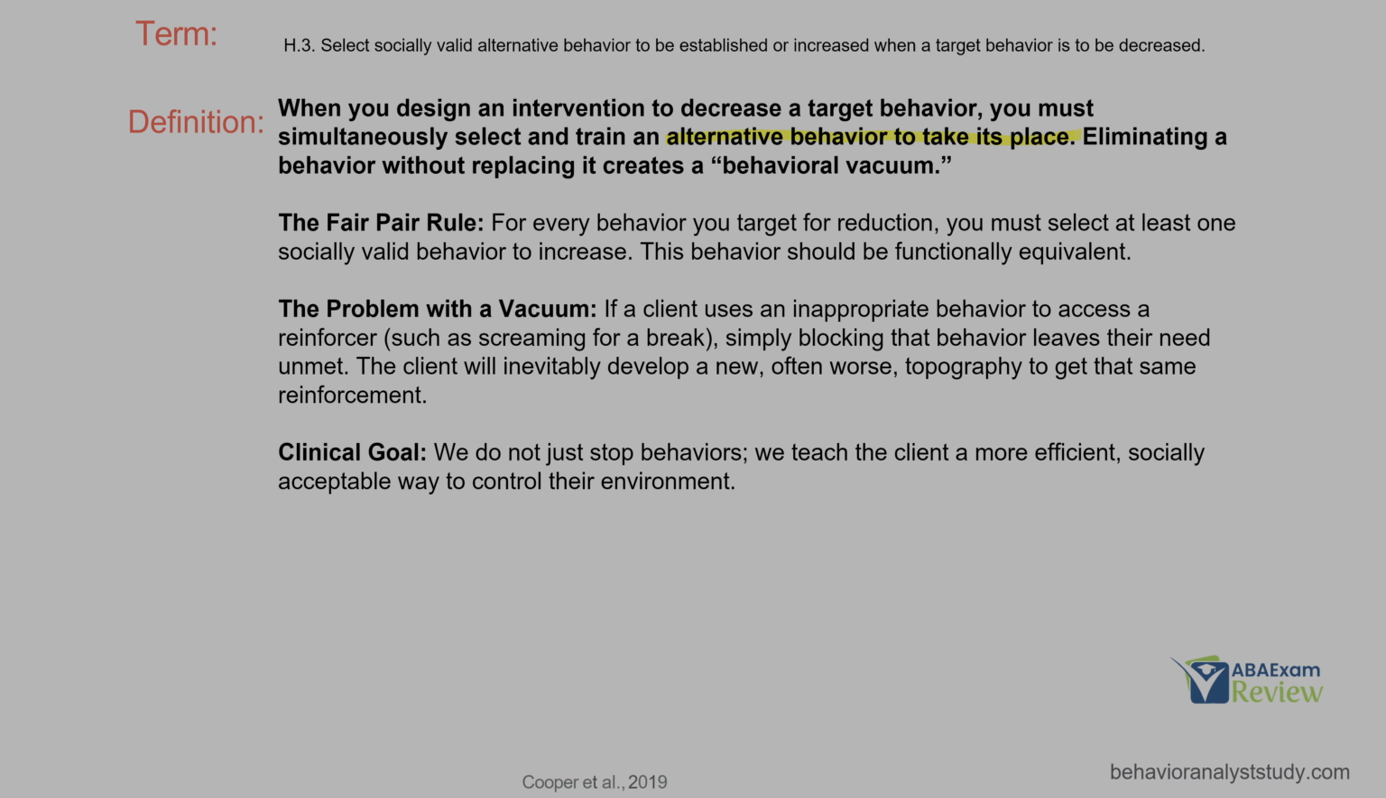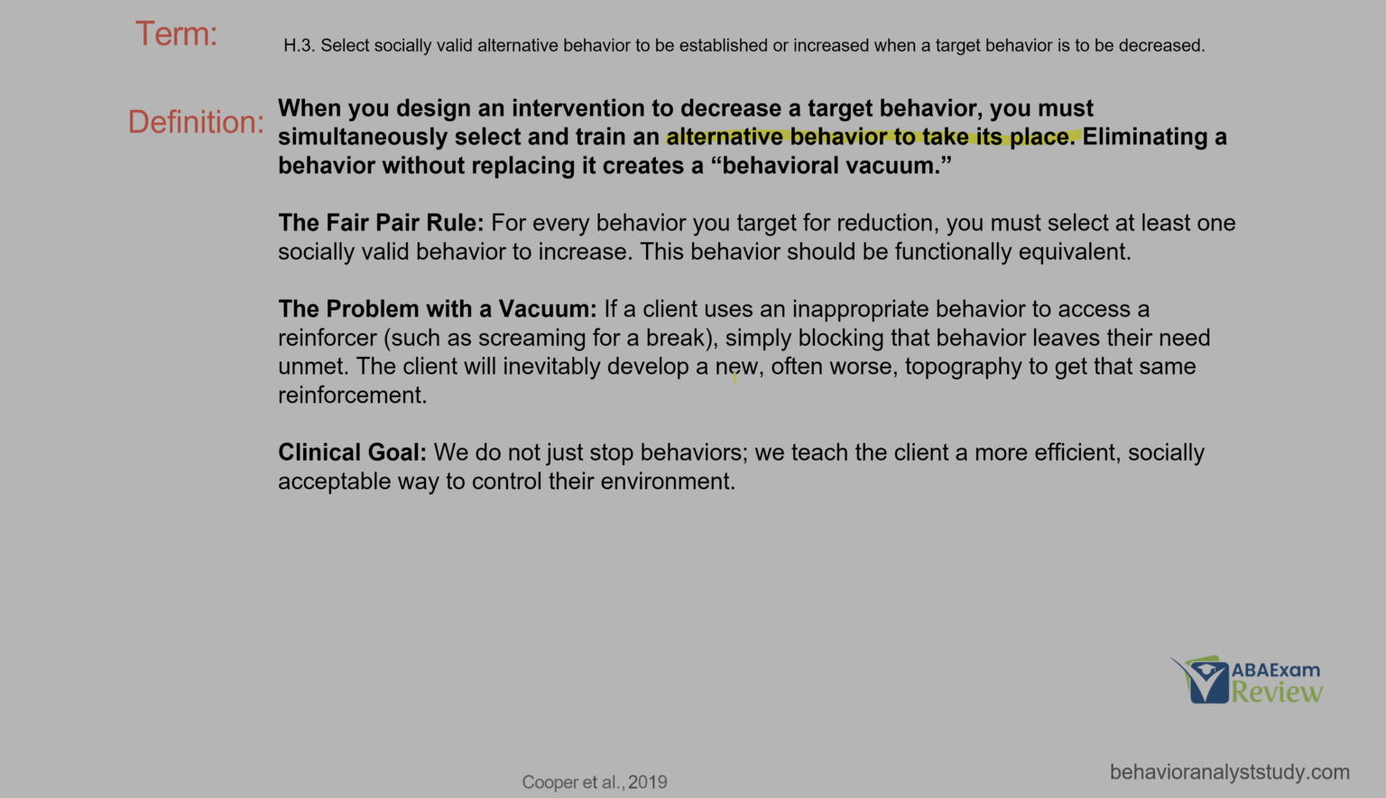Now, the fair pair rule is something that I think about a lot and I really emphasize when I'm teaching and tutoring. When you target a behavior for reduction, what you're essentially doing is eliminating a way for someone to do something. Behavior happens for a reason, to get rid of something or to gain something. If you're eliminating a behavior, you're eliminating a way for that person to get rid of or gain something. To be ethical and remain socially valid, we need to teach a behavior in its place.